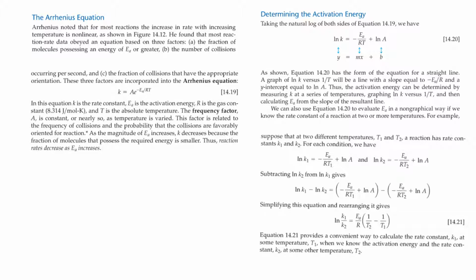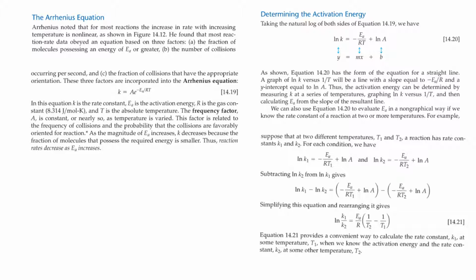Determining the activation energy. Taking the natural log of both sides of equation 14.19, we have, as shown in equation 14.20, the form of an equation for a straight line. A graph of ln k versus 1 over the temperature will be a line with a slope equal to negative activation energy over R and a y-intercept equal to the natural log of A. Thus, the activation energy can be determined by measuring k at a series of temperatures, graphing the natural log of k versus 1 over the temperature, and then calculating Ea from the slope of the resultant line.